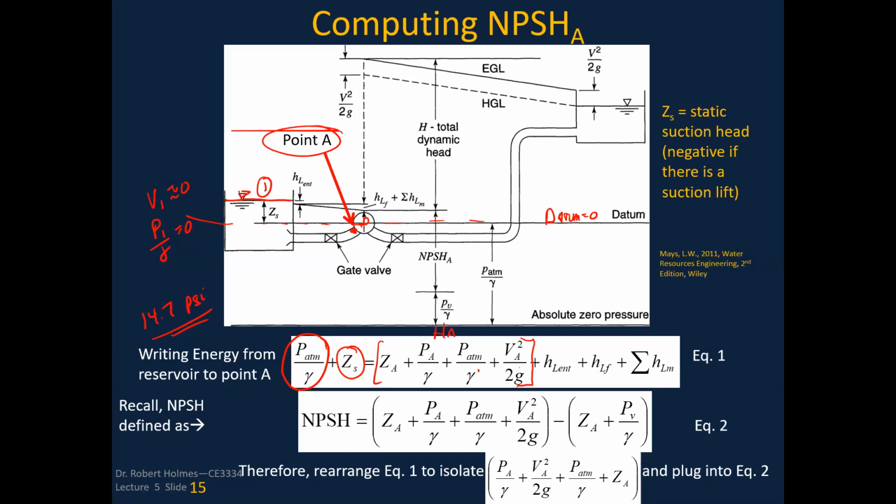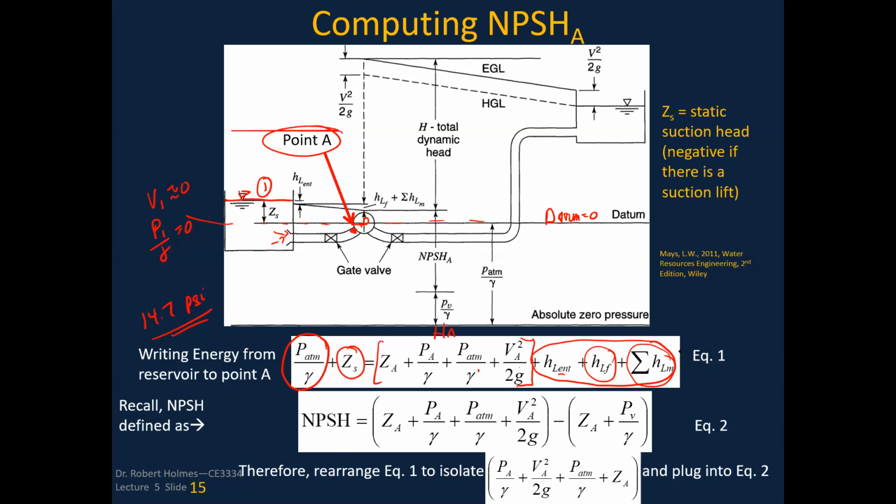And then I've got to factor in the losses that occur between location 1 and 2. So I've got entrance losses as the water flows into this pipe entrance. I've got the friction losses, and then I've got the minor losses. That's like the gate valves and anything that would cause a localized loss, like maybe I've got a bend in the pipe or whatever. And so I'd have to consider those.